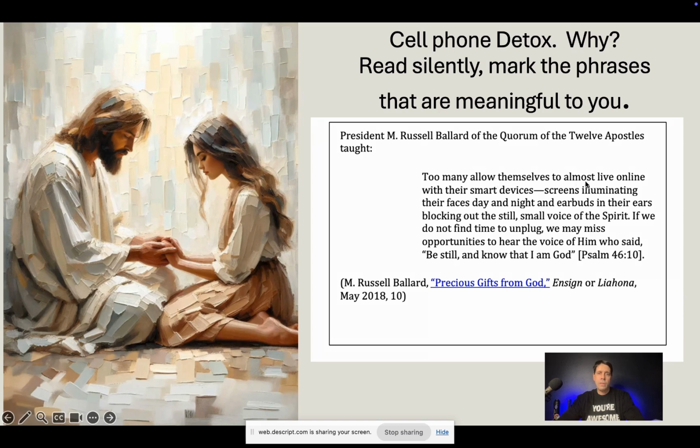Too many allow themselves to almost live online with their smart devices, screens illuminating their faces day and night, earbuds in their ears, blocking out the still small voice of the Spirit. If we do not find time to unplug, we may miss opportunities to hear the voice of Him who said, be still and know that I am God. Okay, and so they're going to read this quietly by themselves. They're going to mark, and then I say, turn to your neighbor and share something that you marked.